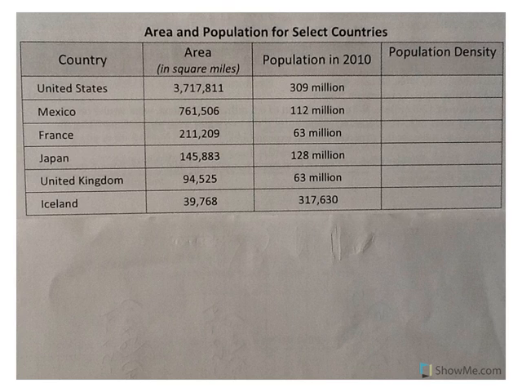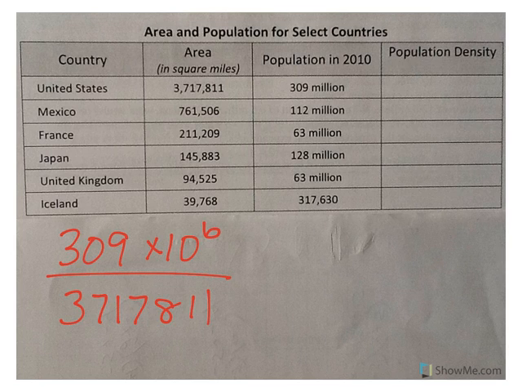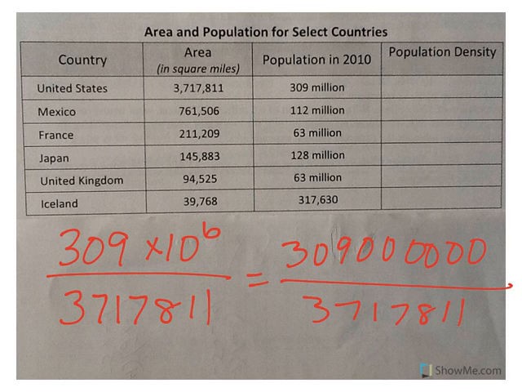Now we have ourselves a table of 6 countries. We're going to do the U.S. together, and I'm going to have you finish the rest of the table. So if I want to find the population density of the United States, I want to put the population on the top. So the United States is 309 million. Remember, the million is times 10 to the 6th over the area, which is 3,717,811. Now, depending on your calculator, you might be able to type this in as scientific notation, or you might need to put in your 6 zeros after the 309. Either way, you should get the same answer, and it should come out to be approximately 83.11.